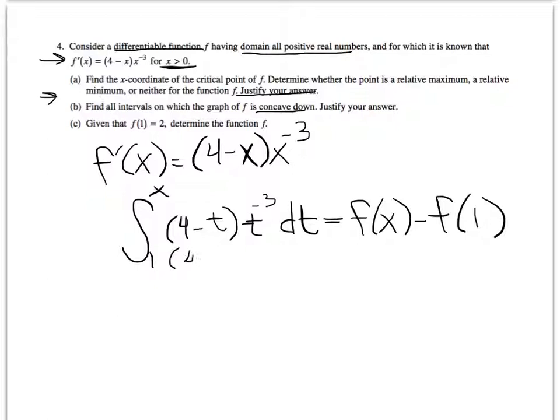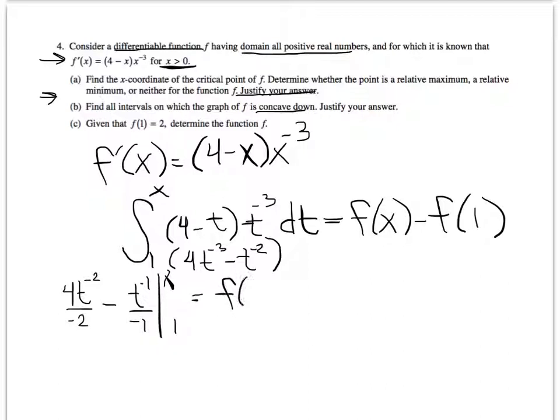Okay, now I'm going to use the power rule again here. So let's distribute. I get 4t to the negative 3 minus t to the negative 2. Now when I take the antiderivative, instead of subtracting 1, I'm going to add 1. So t to the negative 3 plus 1 is negative 2, divided by the new exponent. And then add 1 to negative 2, so I get negative 1 divided by the new exponent. And we're going to evaluate that from 1 to x, and that will equal f of x minus f of 1, and we know f of 1 is 2.